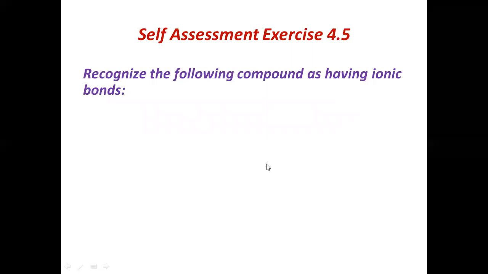Self-assessment exercise 4.5, recognize the following compounds as having ionic bond.